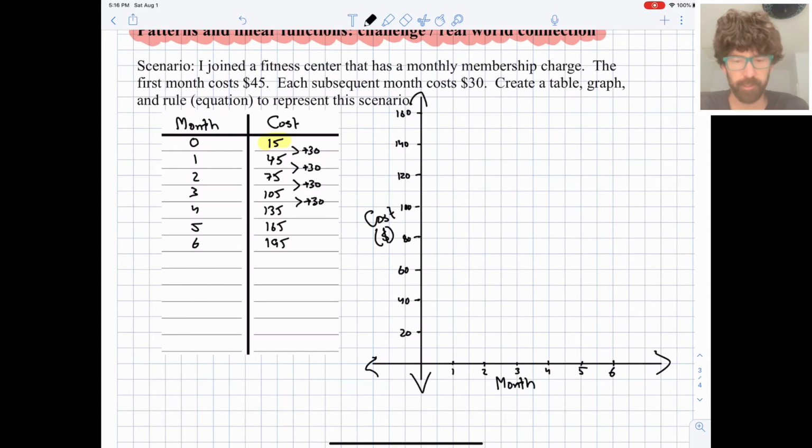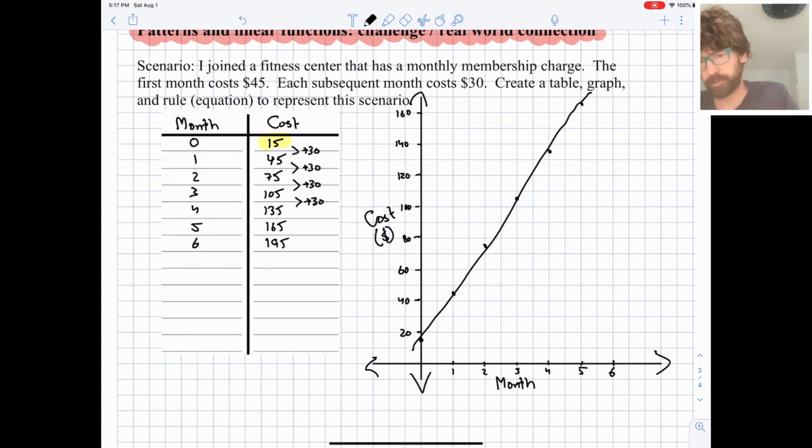Okay, let's plot some points. So month 0 was 15. Month 1 was 45. Month 2 was 75. Another thing that's good to do as you're plotting these points is a way to check your work, which is to see if they really do fall in a straight line. And if you accidentally misplot a point, it should be pretty obvious once you start to try to connect them. And it looks like we did a pretty good job, so I will go ahead and connect my line through them.